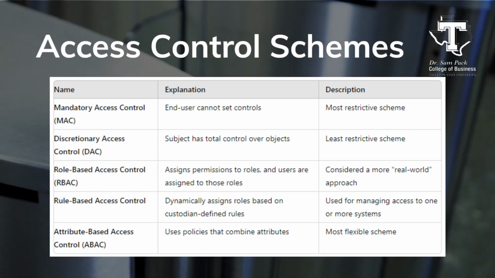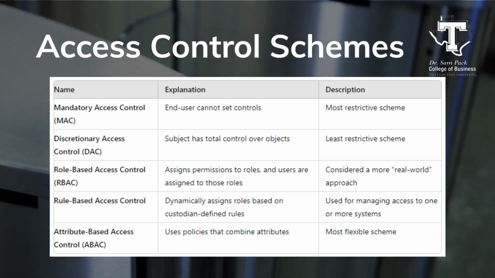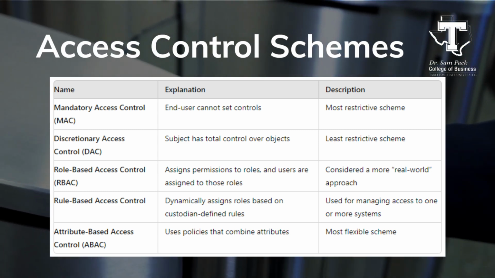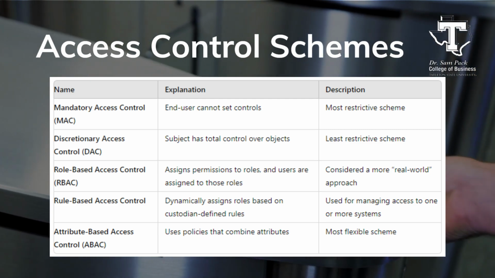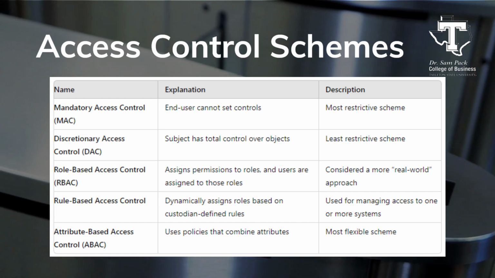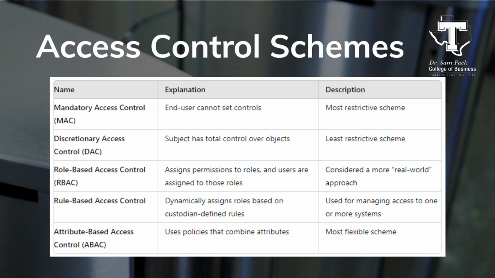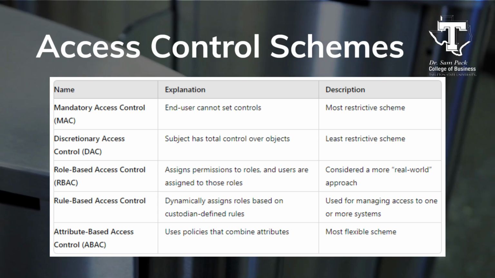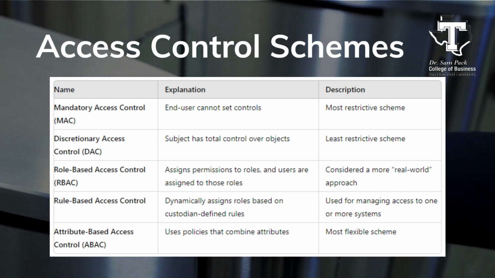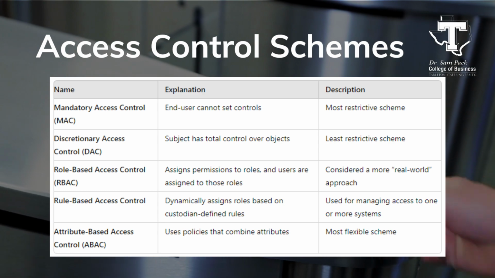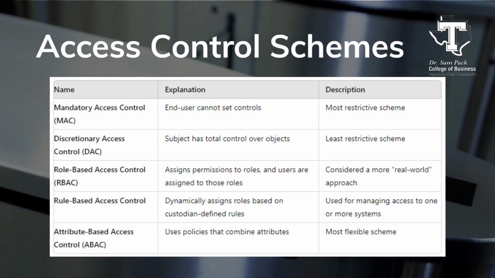ABAC takes flexibility to the next level by using policies based on various attributes, such as user role, department, or even time of day. This means you can create highly specific access rules that combine multiple attributes for precise control. These methods help streamline access management and improve security by ensuring that users only have access to what they need.